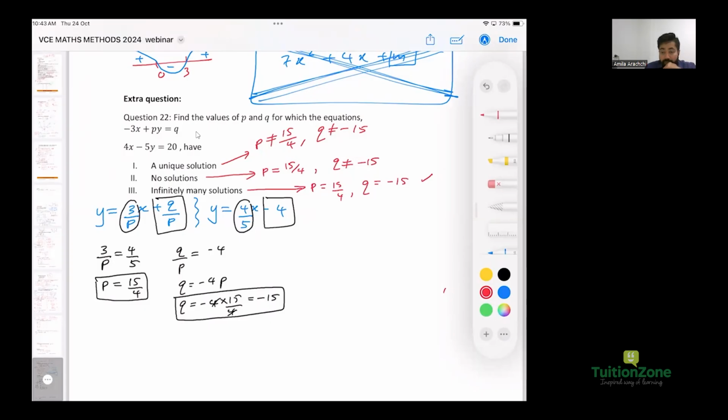Because we said P is not equal to 15 over 4, in that case you can't get the same y-intercept in a way. So these are the options. Is that clear? Any questions, anyone? The way I did it.